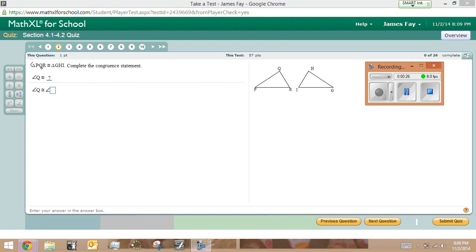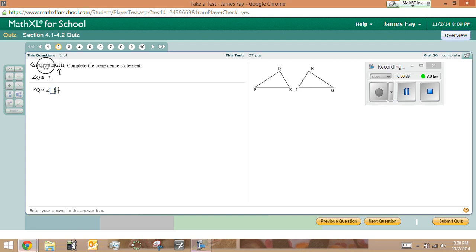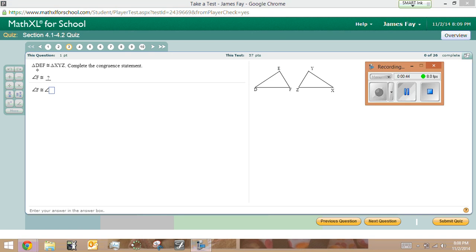Here, triangle PQR is congruent to triangle GHI. Q is the middle letter, so H is the middle letter, so angle H. Triangle DEF is congruent to triangle XYZ. F is the third letter, so Z is the third letter, so it should say angle Z.